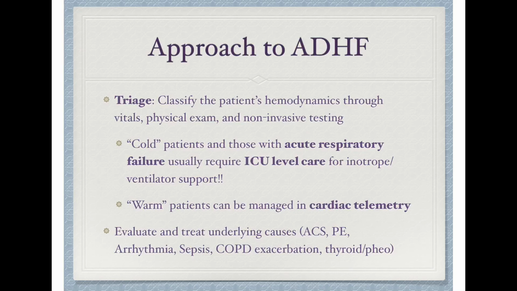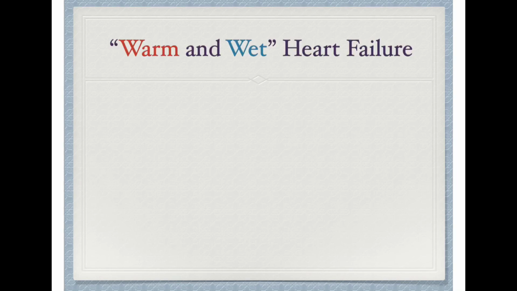And it's critical to identify early some of the most dangerous precipitating causes of heart failure and also exclude other etiologies that may be contributing to a patient's symptoms. These would include acute coronary syndrome, an acute pulmonary embolism, arrhythmia, sepsis, or COPD exacerbation, or an endocrine disorder. Let's start with the management of the patients who are classified as warm and wet, the normotensive patients. These are the classic textbook heart failure exacerbation patients who represent the majority of our inpatient heart failure exacerbations.